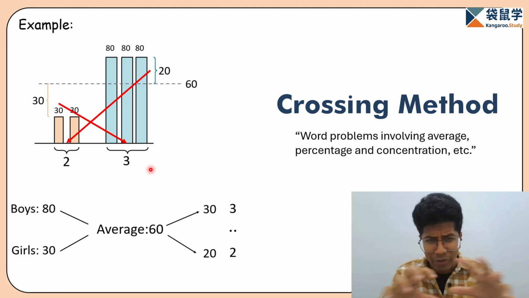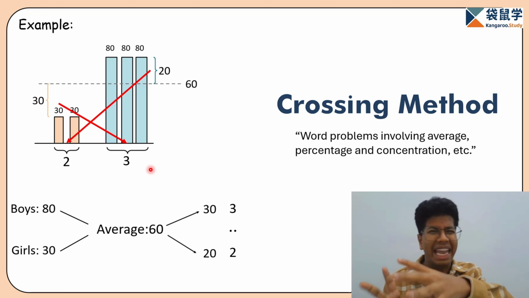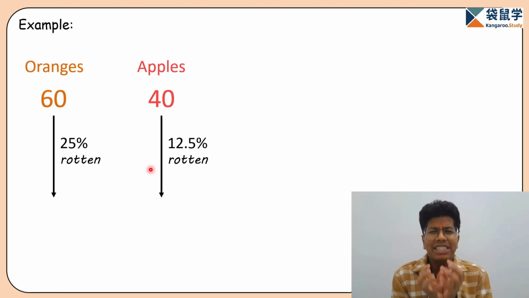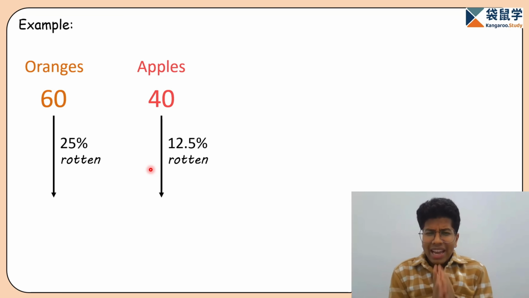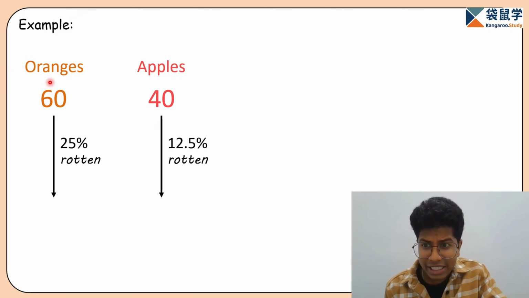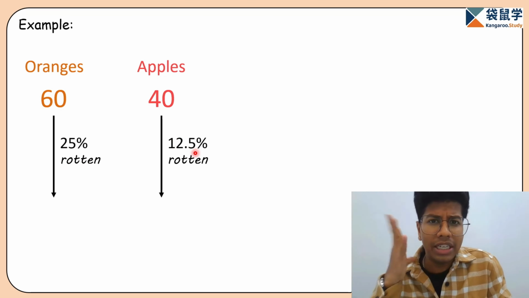For that, let's try to find out a relation between it, that how we can use crossing method in percentages. Let's take a small example of oranges and apples. Let's say I have just 60 oranges and I have just 40 apples. Now, out of the 60 oranges, 25% is rotten, and for apples, 12.5% is rotten.